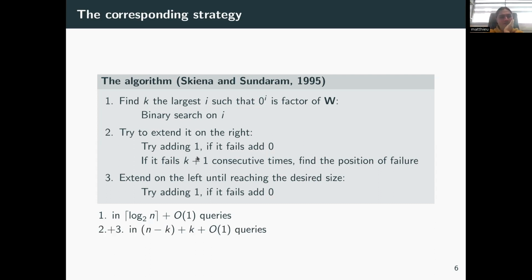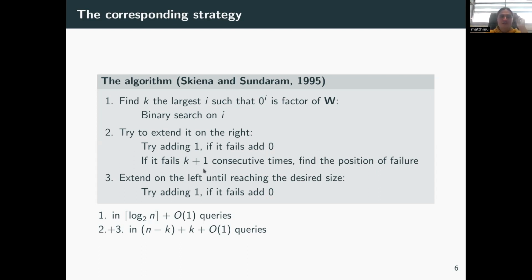And then for the 2 other parts, what happens? Well, whenever I do a query, I'm going to add a letter to my factor, which I'm trying to extend. And at some point, at this point in particular, well, I might need to remove k plus 1 letters and then to add each of them again. So basically, I have n minus k letters to discover, but I might need to do k other queries because of the position of failure, and then maybe plus 1 or plus 2 queries.